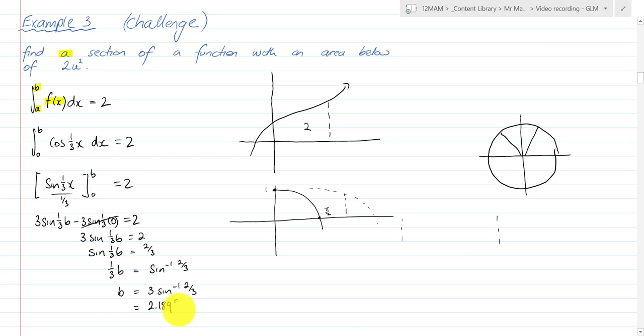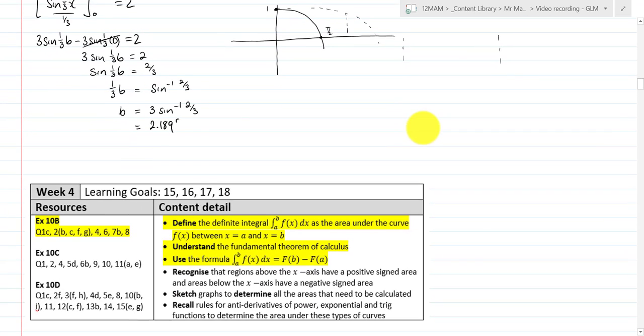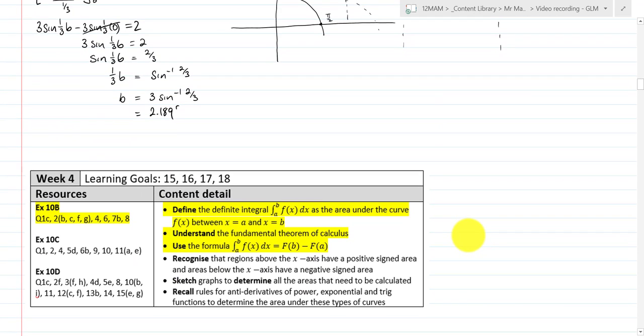So there's the answer to the second one, and I say the answer quite loosely. You should go now and see if you can come up with a couple more answers. That's a bit of a challenge. If you're working the Cambridge text, there's our suggested questions. Relates to learning goals 15, 16, 17, 18 from our topic plan, and a little bit of detail on the content that you should know how to do.